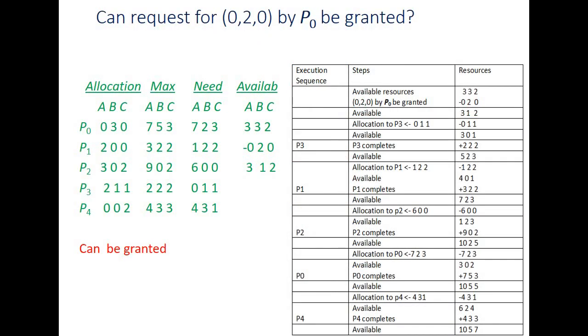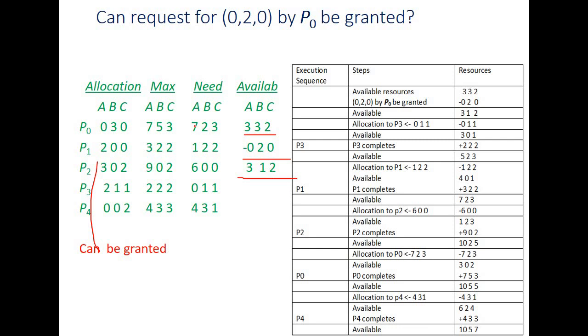Now this is another question. Can the request for 020 by P0 be granted or not? We want to verify this. So with the same example, this is the allocation matrix, the maximum number of required resources, the need of the resources, and the availability of the resources. Initially 332 resources are available in the system. So P0 is asking for 020. When we subtract 020, the remaining resources will be 312.